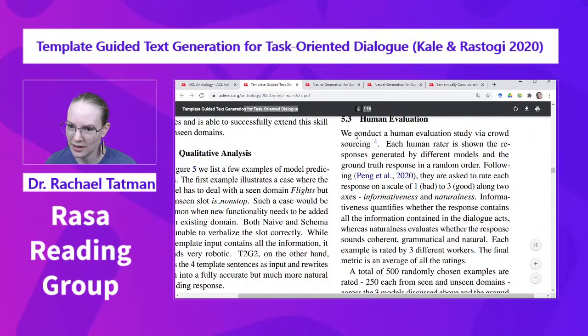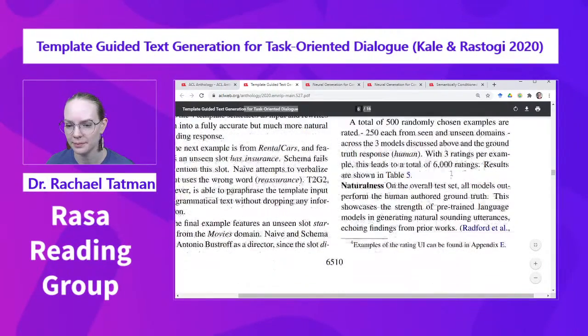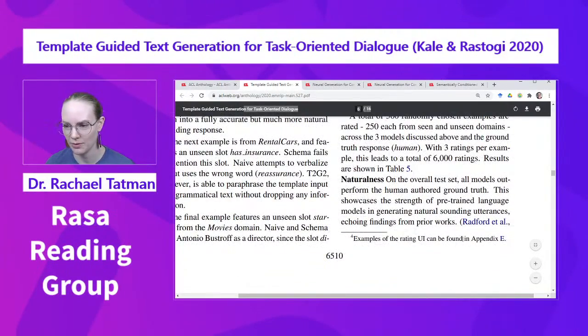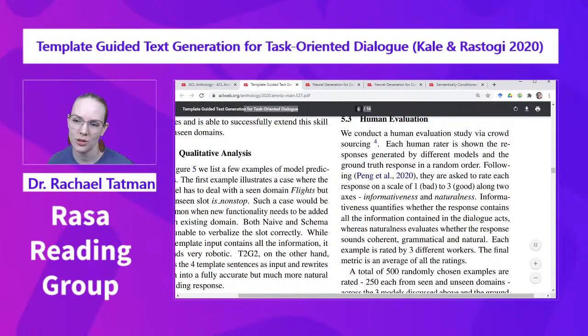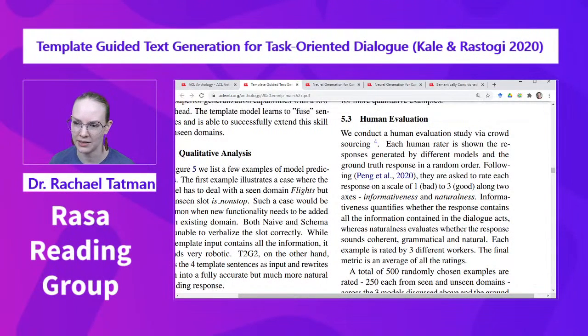We conduct a human evaluation study via crowdsourcing. Examples of the rating UI can be found in Appendix E. Each human rater is shown the responses generated by different models and the ground truth response in a random order. Following Peng et al. 2020, they estimate each response on a scale of 1 bad to 3 good along 2 axes, informativeness and naturalness.